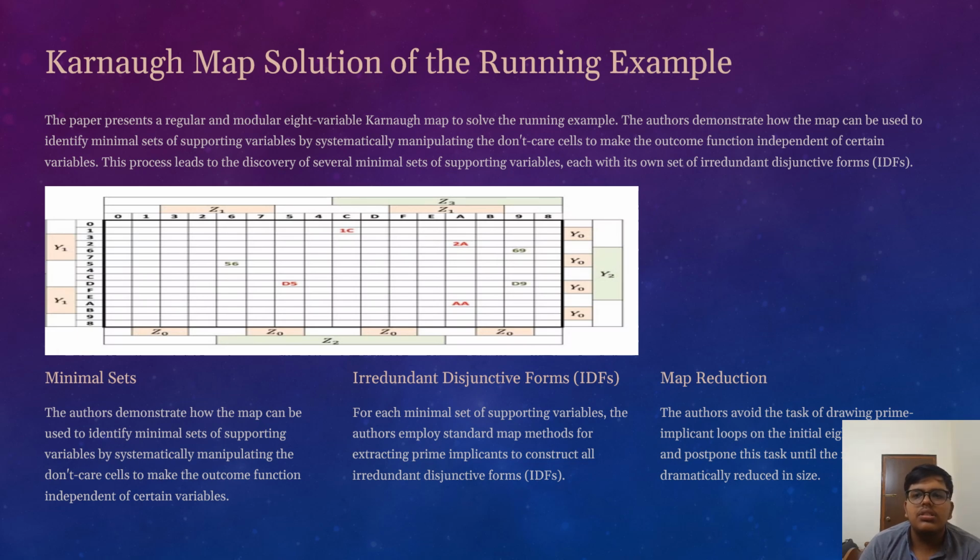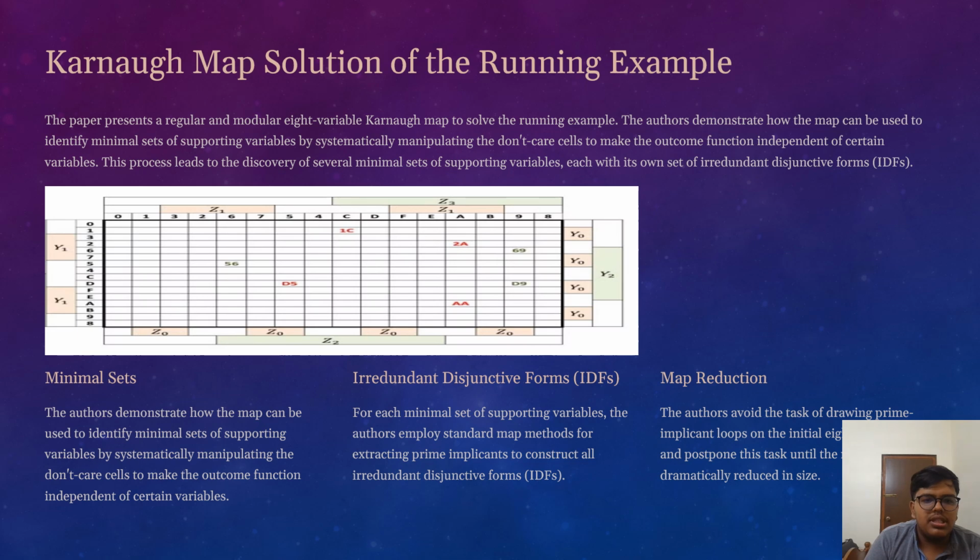The author demonstrates how the map can be used to identify minimal subsets of supporting variables by systematically manipulating the don't care cells to make the outcome function independent of certain variables. This process leads to the discovery of several minimal sets of supporting variables, each with its own set of IDFs. Here is the 8 variable map. This figure shows minimal sets.